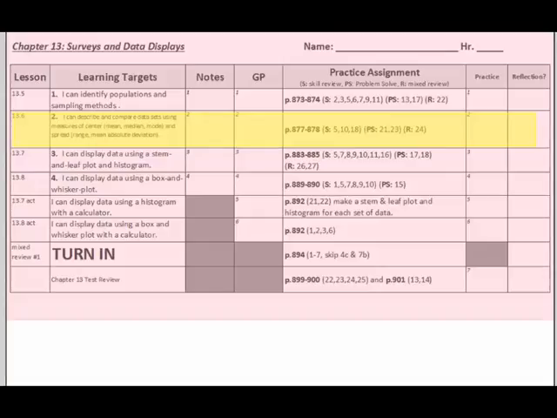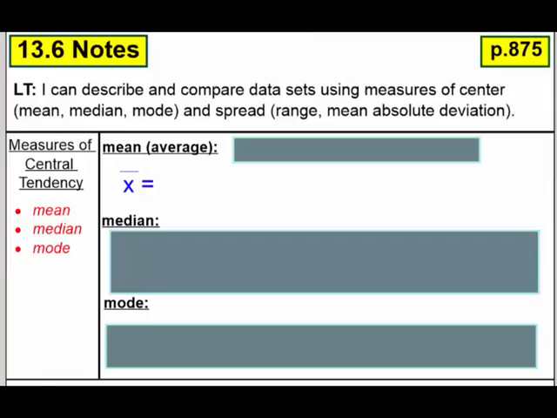Okay, you're listening to lesson 13.6, also found on page 875 of your textbook. The learning target for 13.6 is: I can describe and compare data using measures of center (mean, median, mode) and spread (range and mean absolute deviation).